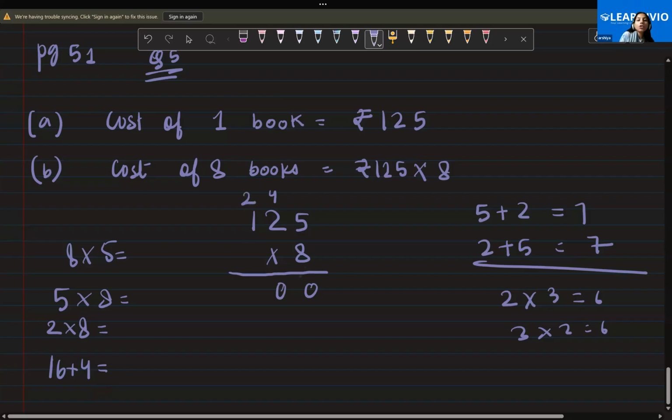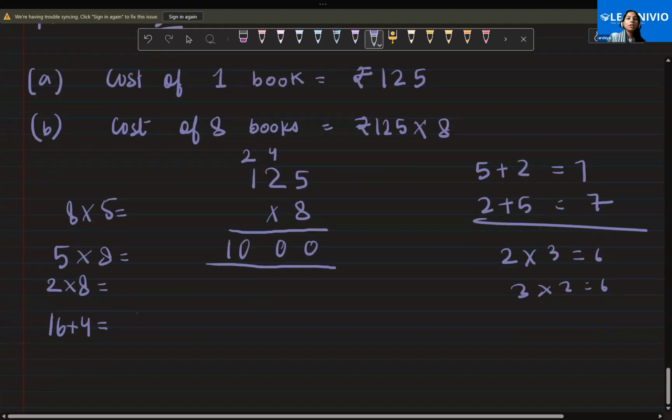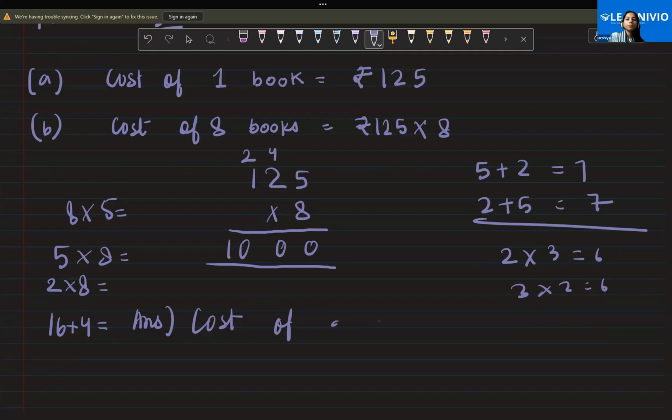Now 8 ones will be how much? 8 ones are 8, but it should be 10, right? Yes, but it should be 10. So the answer is 1000. Okay, so that's how you can solve it if you don't know the table. So the answer will be, sorry, cost of 8 books is 1000 rupees. Okay, write this down.